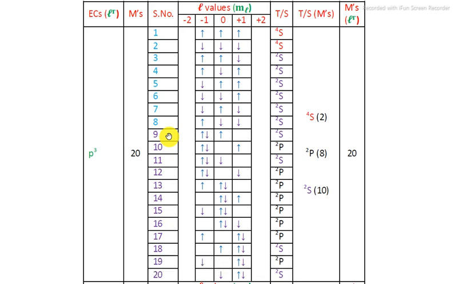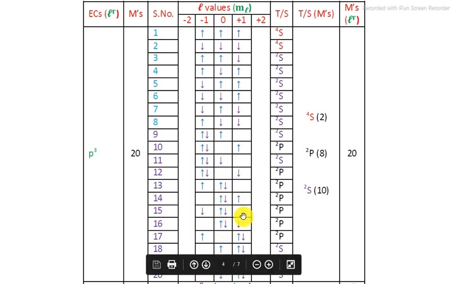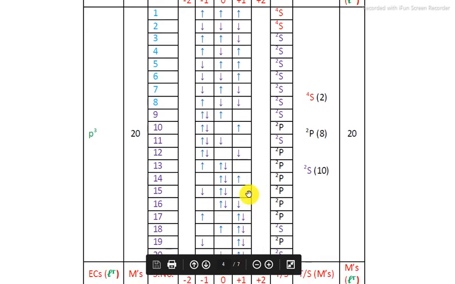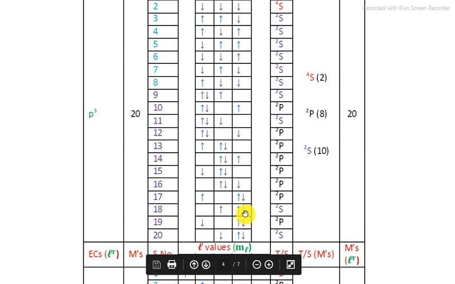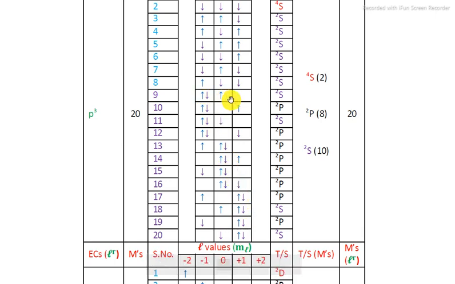The microstates 9 to 20 are those where 2 electrons are in one orbital. Either the first orbital has 2 electrons, or the middle orbital has 2 electrons, or the last orbital has 2 electrons. The other electron may be with the positive spin here or here. Reverse of it, negative spin here or here.